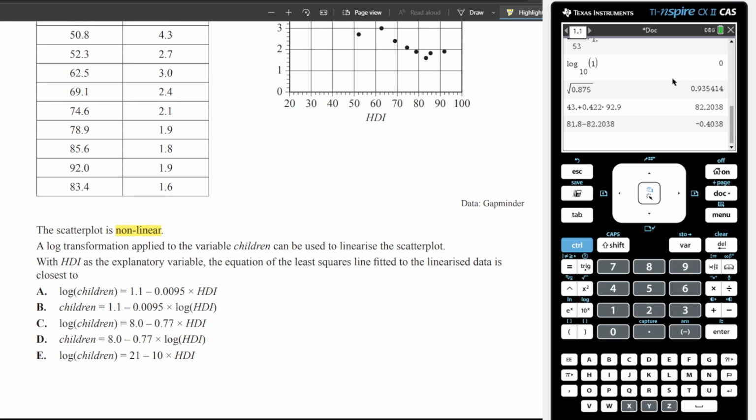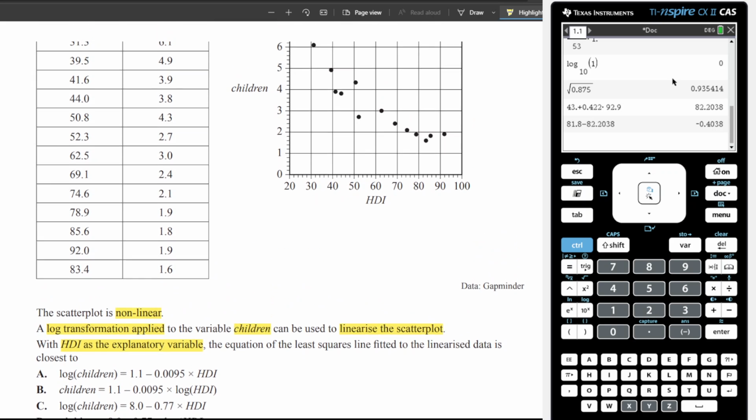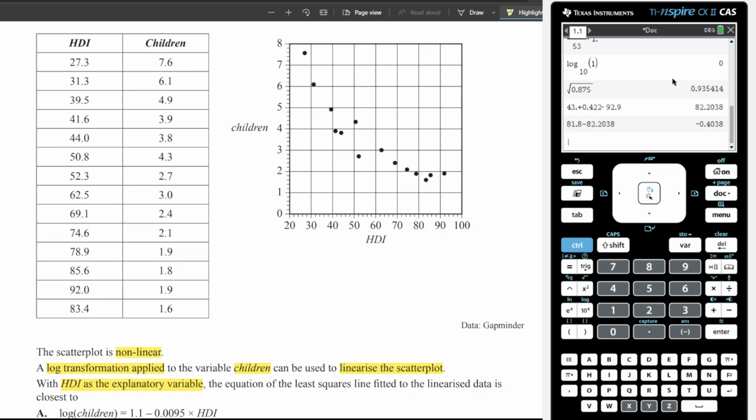The scatter plot is nonlinear. A log transformation applied to the variable children can be used to linearize the scatter plot. With HDI as the explanatory variable, the equation of the least squares line fitted to the linearized data is closest to. So in order to answer this question, we're going to need to put this data into our calculator, and then find the least squares regression.